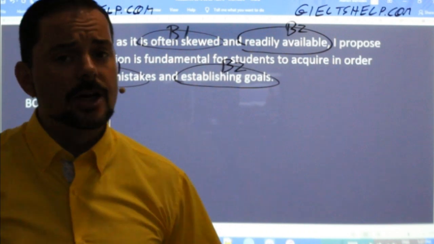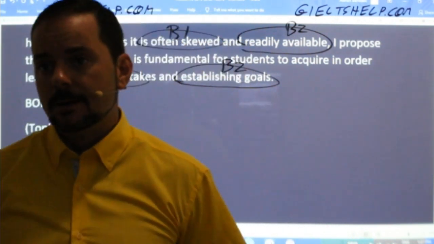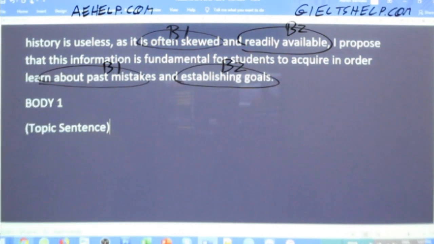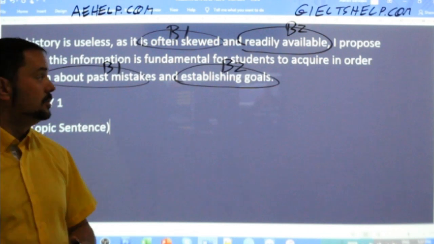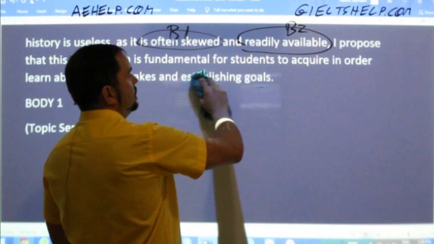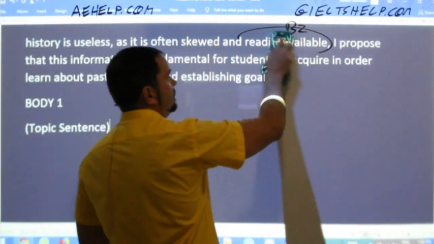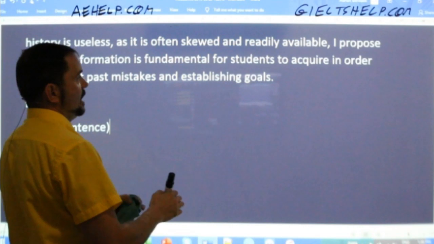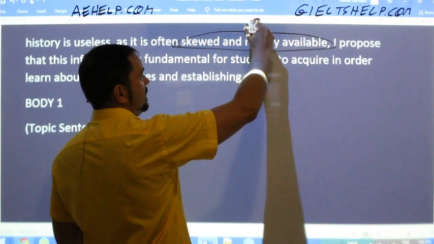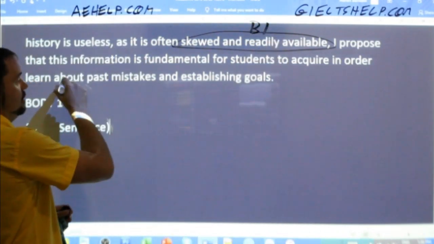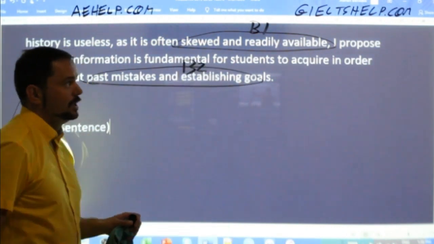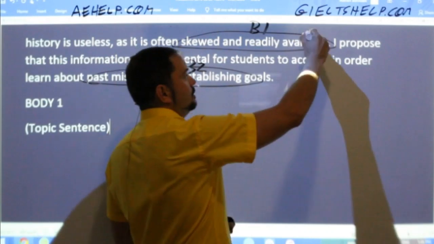However, there is another way that we could do this. It's up to you. And I'll leave it up to you members to decide which one you want to do. The alternative, the other way to do it, is to talk purely about one argument. So talking about history is often skewed and readily available, so body paragraph 1, and then talk about learning about past mistakes and establishing goals, body paragraph 2. So let's make this option 2.